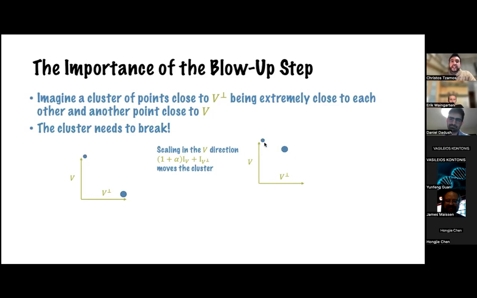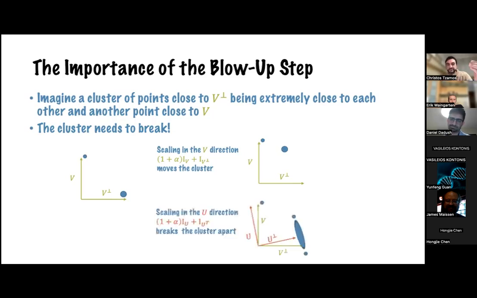Okay. So if you rescale across this direction, all the points move together, because this is off-centered. But if you somehow center the direction of your scaling, so that it's orthogonal to this point set, now this is the direction U, and this breaks this cluster apart. So this is really what we need to do: this explosion, this blow-up step, so that points are more evenly spread out. Okay, now it might turn out that it's impossible to break these points apart because they are really indeed one point.